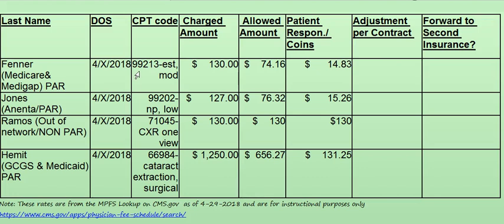The allowed amount is the total of the patient responsibility and the insurance responsibility. The charged amount will be determined by the facility or the provider's office. There are many different ways that this is calculated, and again is subject for another discussion.